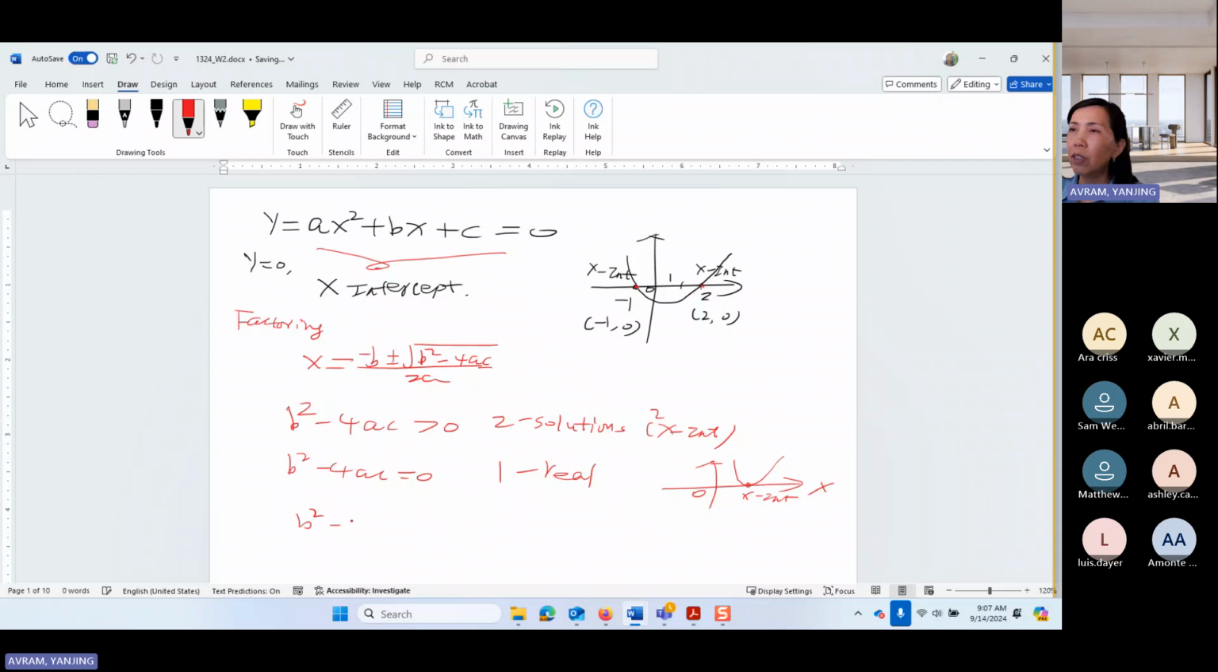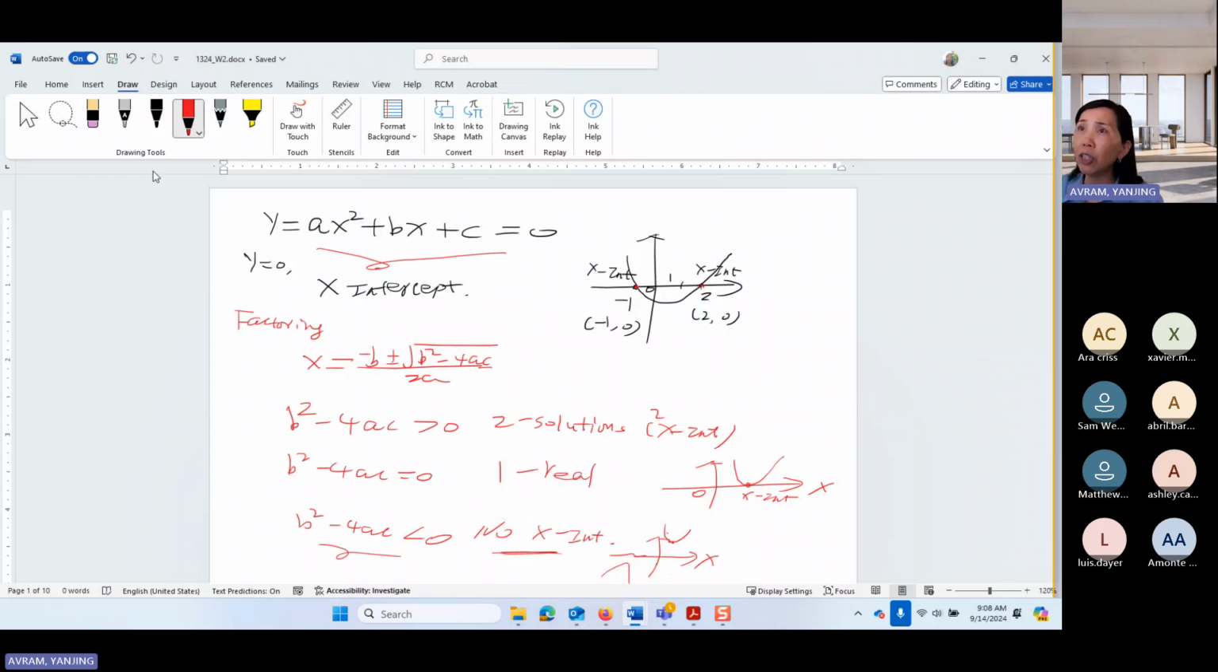If this whole thing is less than 0, that means no x-intercept at all. So what kind of situation has no x-intercept? Maybe the graph is above the x-axis and facing up, so it never touches the x-axis, right? So there is no x-intercept. Or the graph can be facing down but below the x-axis. In this kind of situation, b squared minus 4ac would be a negative number, which means there's no x-intercept. So that is a very important point for the x-intercept.